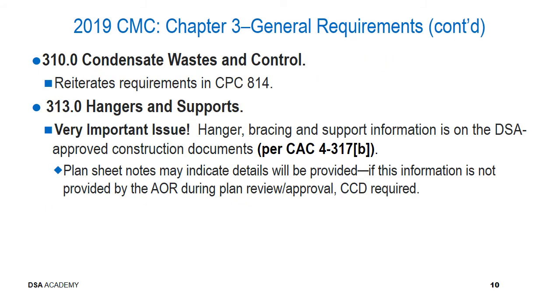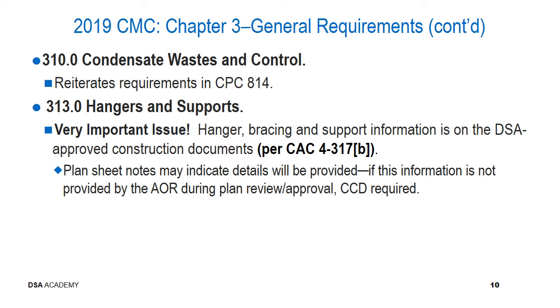With respect to any condensate wastes and controls that are provided for equipment, Section 310 of the California Mechanical Code basically reiterates the requirements that were also discussed in the California Plumbing Code, Section 814.